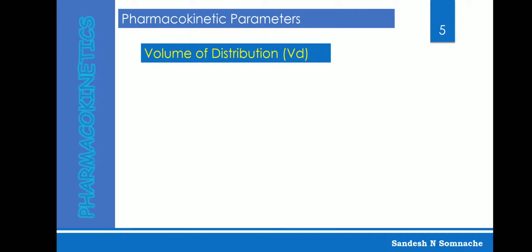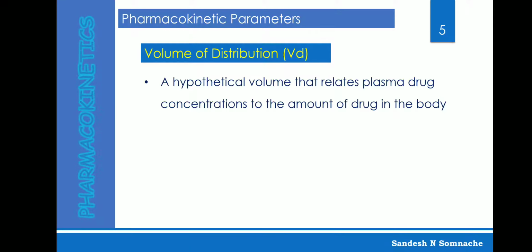Then volume of distribution, which is also called apparent volume of distribution. It is a hypothetical volume of body fluid that relates the plasma drug concentration to the amount of drug in the body, or it is the ratio of the amount of drug present in the body to the plasma drug concentration, and it is expressed in liter or ml.